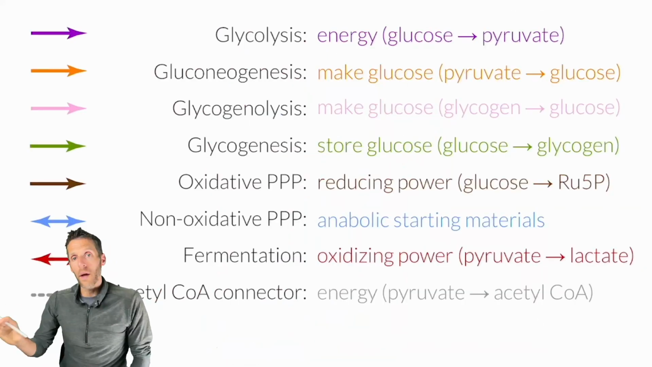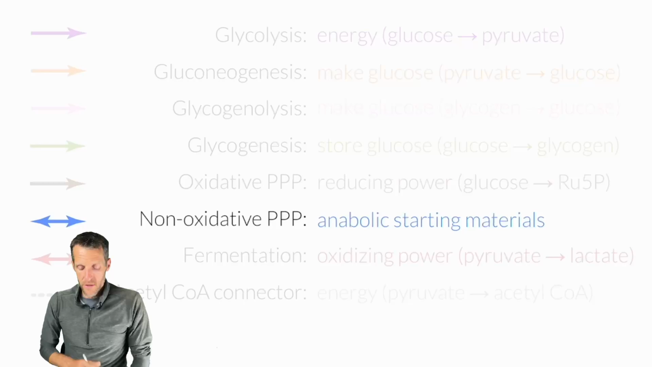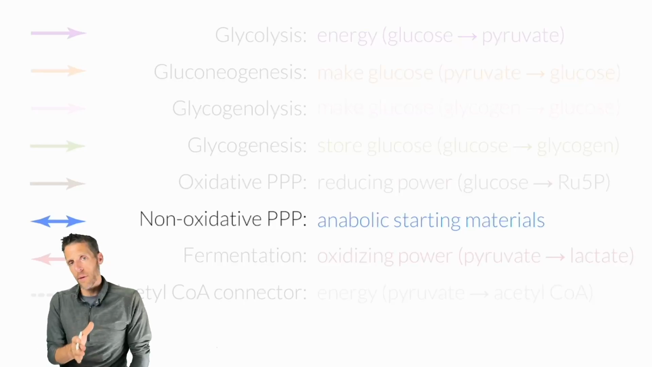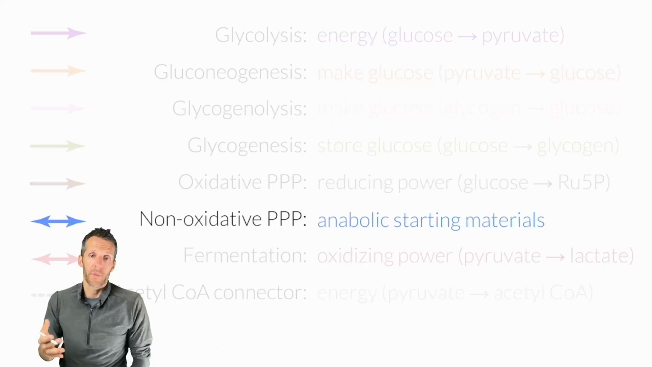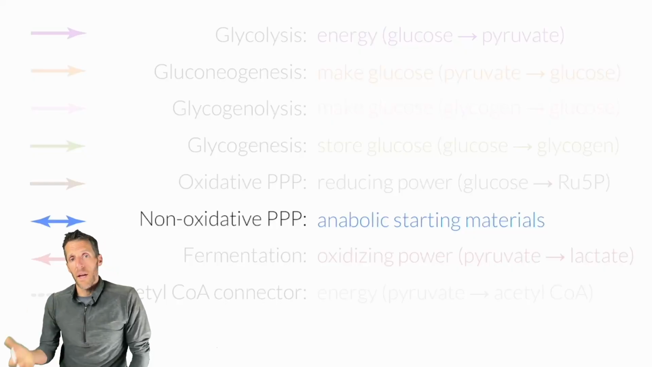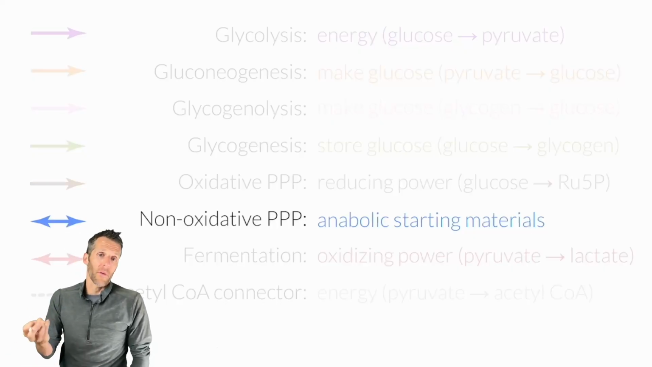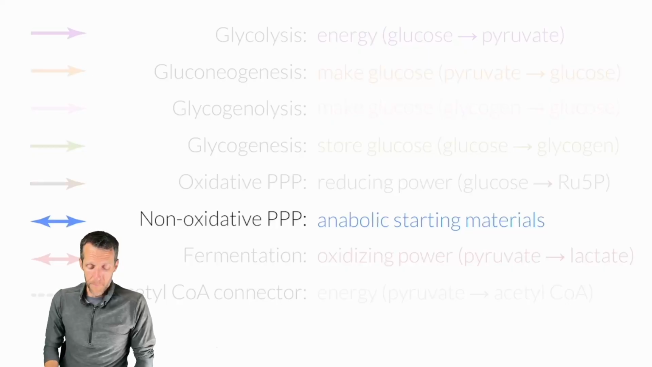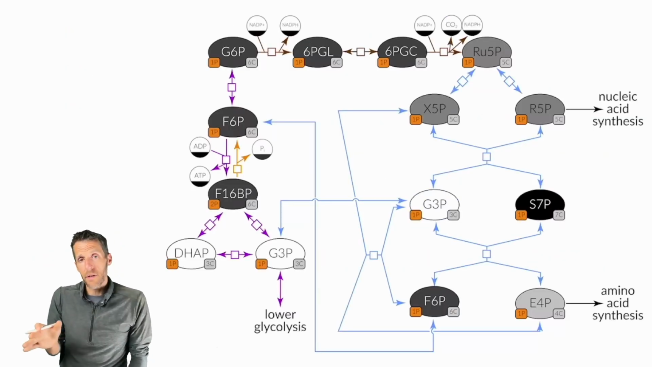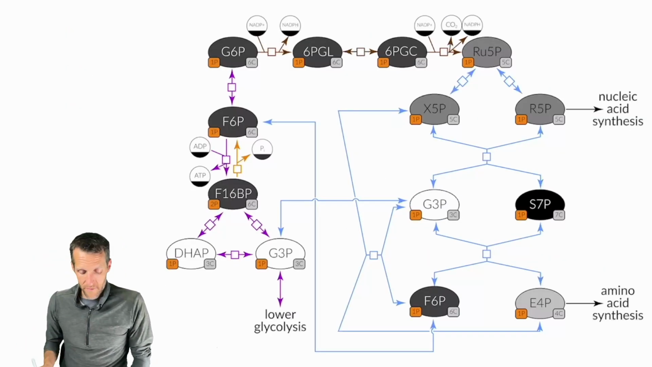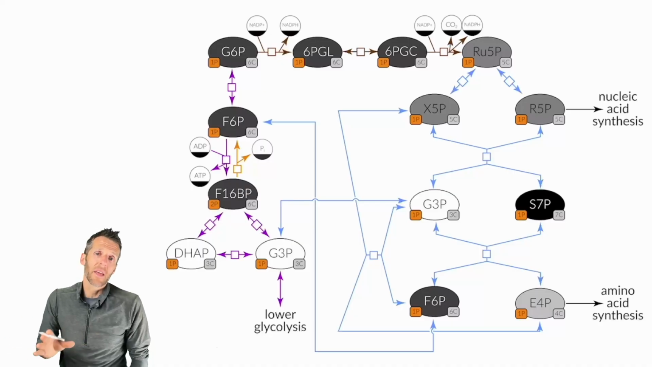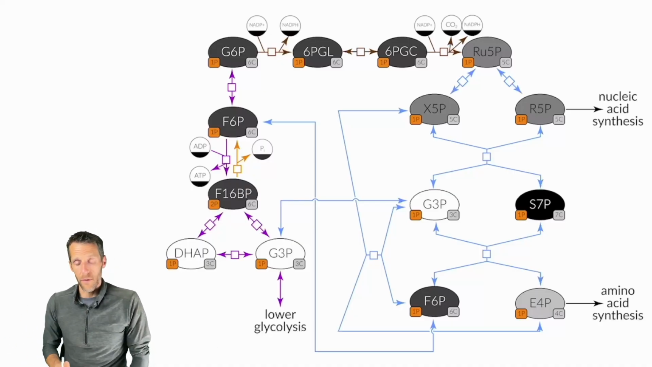In terms of what is available to glucose in a cell, what it's used for, the non-oxidative PPP, or pentose phosphate pathway, is important for generating anabolic starting materials for things like nucleic acids and amino acids. These are often derived from parts of the pentose phosphate pathway. And here it is, well, at least a summary of bits of it. So let's do a quick anatomy lesson, and then we'll dig into some more of the details.